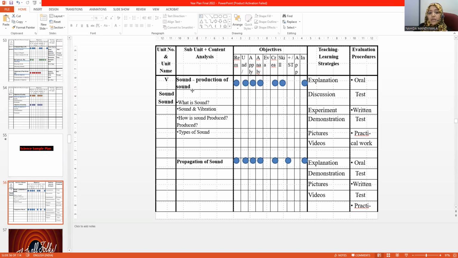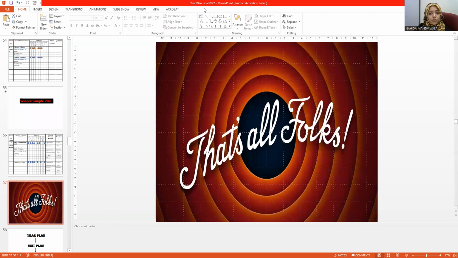The first is sound, production of sound, and the propagation of sound. Okay, so this is my outline for it. These are my objectives that will be achieved. These are my teaching learning strategies for each chapter and the evaluation procedure. So that's all for unit plan.